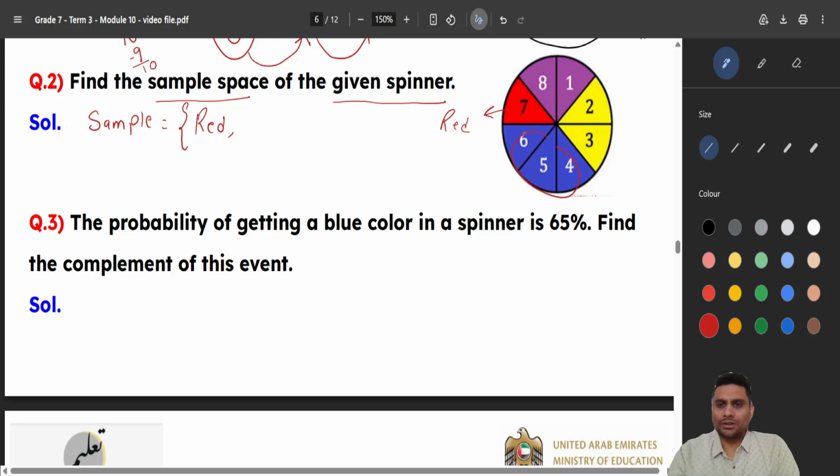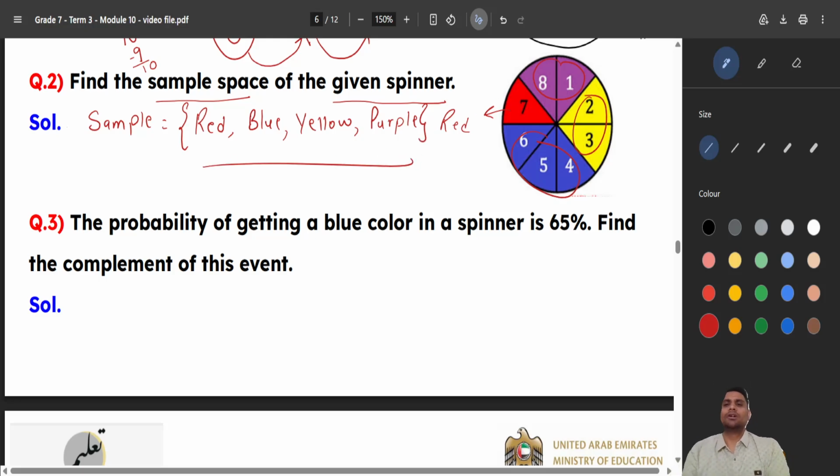Then I have blue color here. So blue is my second different outcome. Then I have yellow color here. Yellow is my third different outcome. And finally I have purple color here. So purple is my final different outcome. Parenthesis close. So this is my sample space for this spinner.